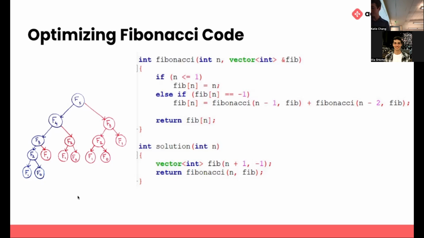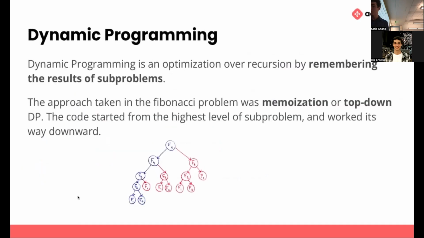All right. So what we just covered is one of the approaches that dynamic programming takes. Dynamic programming is an optimization technique that utilizes recursion by remembering the results of subproblems.